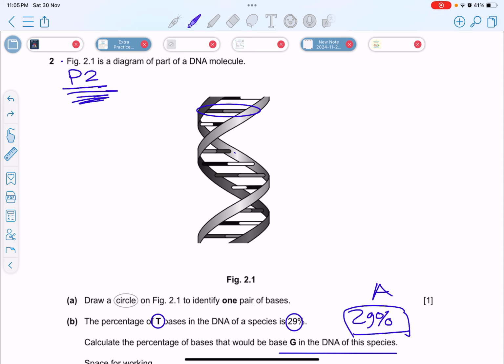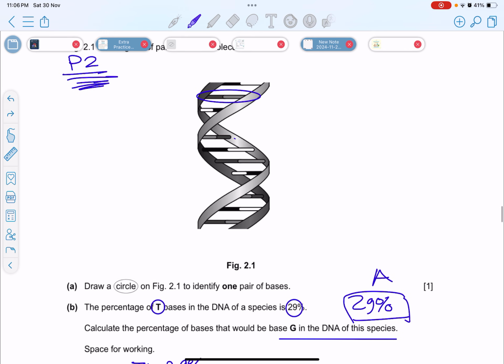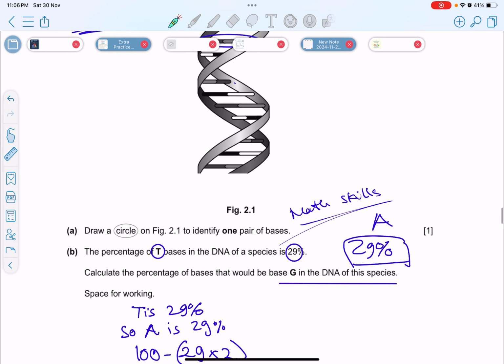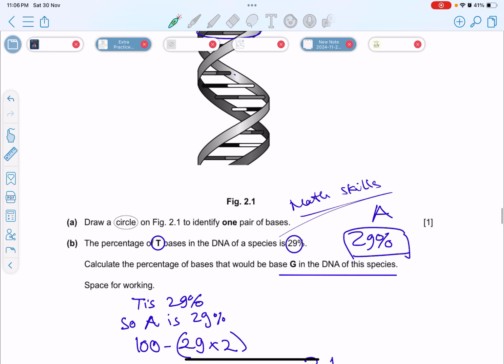The percentage of T bases in the DNA of a species is 29%. Calculate the percentage of bases that would be G in the DNA of the species, space for working. This is basically for math skills, okay? It's not that related to biology. It comes more in paper 2, but this is the first time it comes here. So here, calculate the percentage of bases.